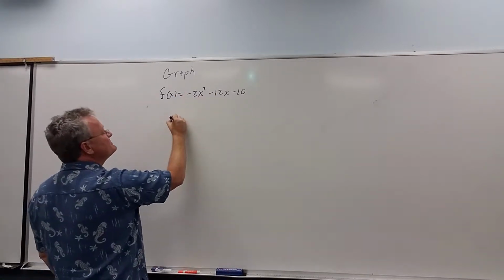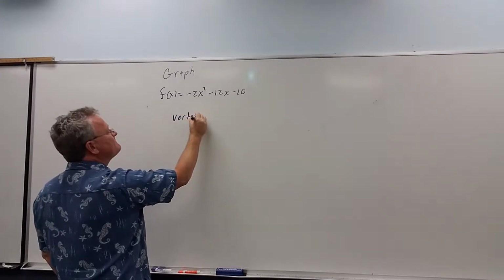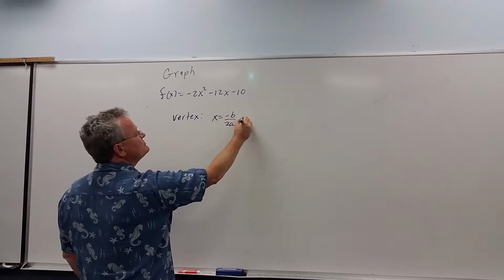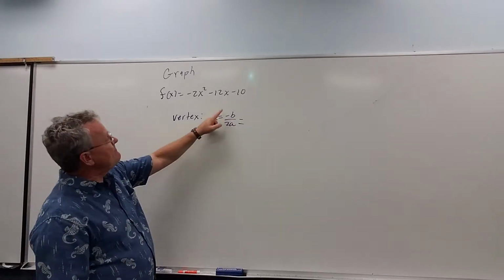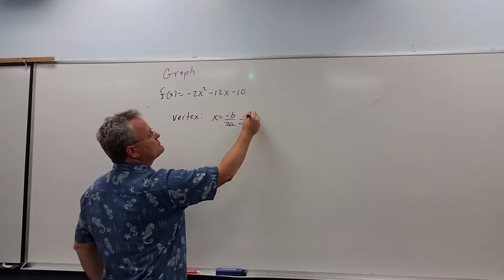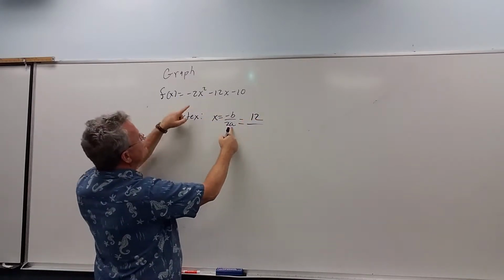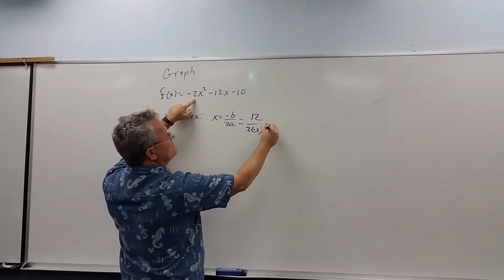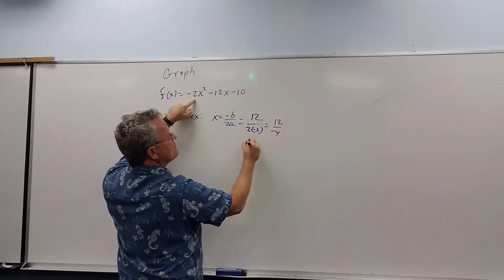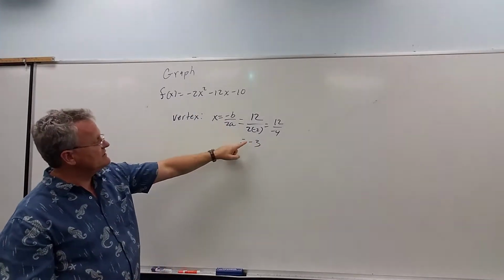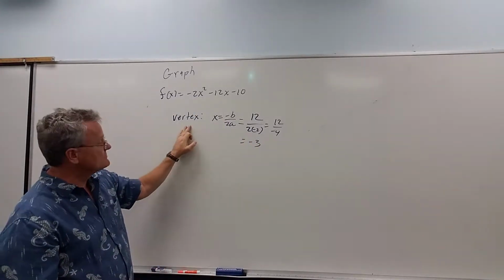So the first step is to find the vertex. The formula is x equals minus b over 2a. The opposite of negative 12 is positive 12. 2 times negative 2, since a is negative 2. We get 12 over negative 4, which is negative 3. So x equals negative 3 is the x part of the vertex.